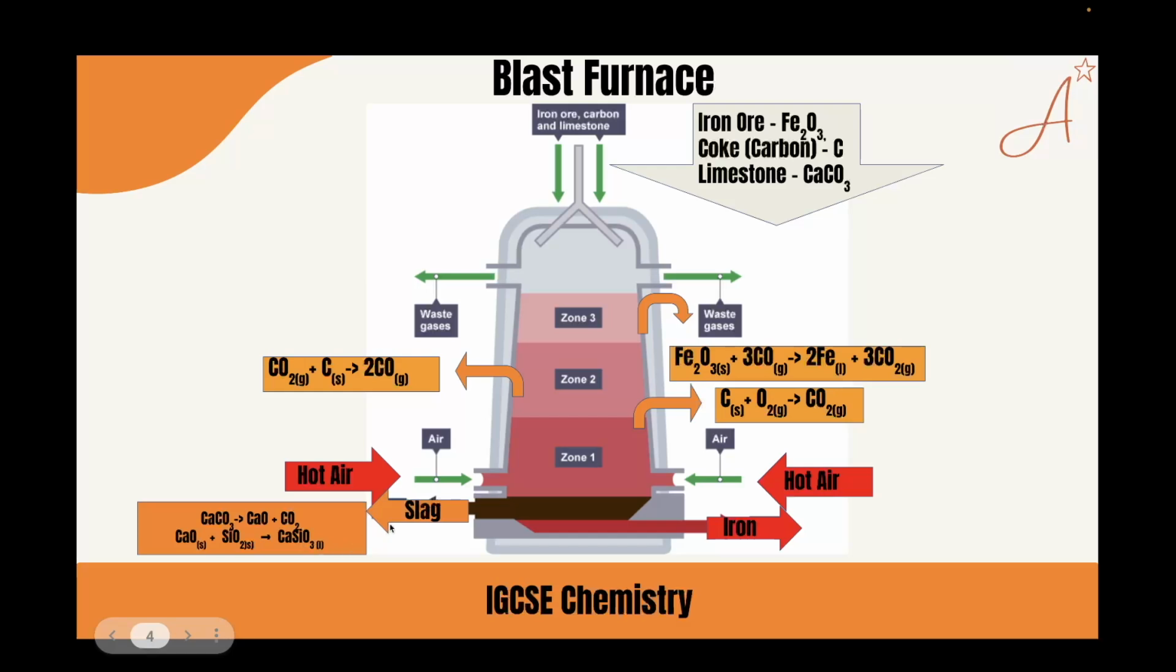This melts into a molten slag and collects on top of the iron, as it has a lower density than it. It is then tapped off separately. And finally, gaseous impurities like SO2 escape through the top of the blast furnace.